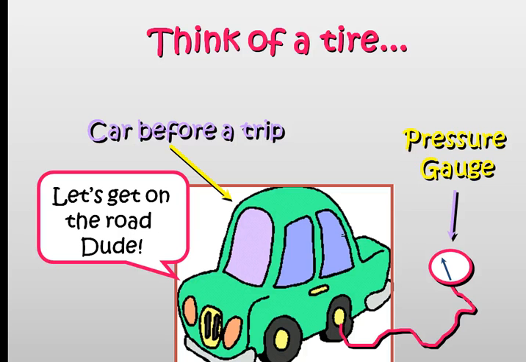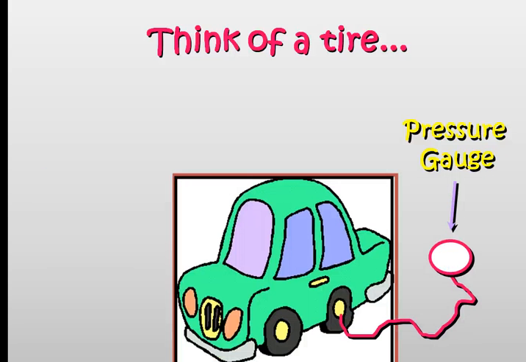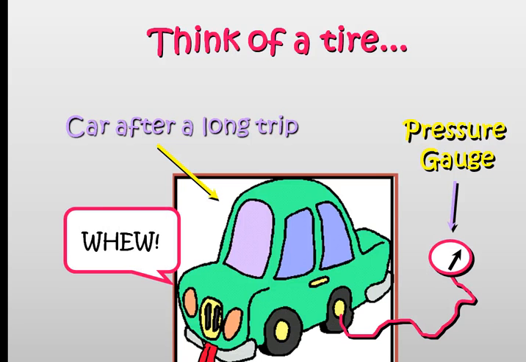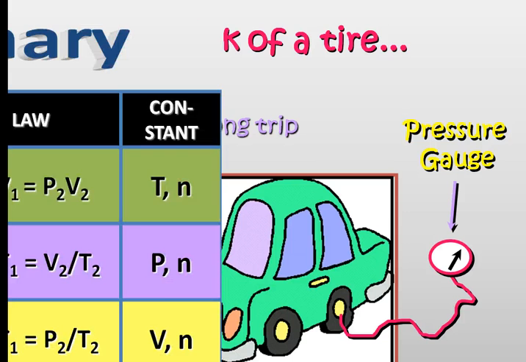And the car says, okay, let's get on the road, dude. So the car before the trip, and then the car, think of a tire, think about what's going to be happening. What do you think is going to happen to the pressure inside the tire? Well, the car after a very long trip is going to be pooped, right? And the pressure gauge is going to be much higher. And that relates to the temperature because of the friction of the tire with the road.